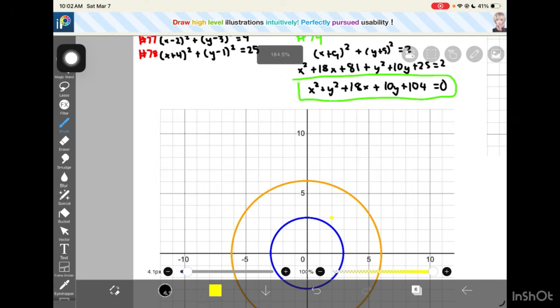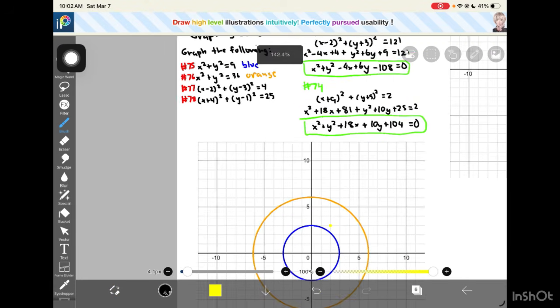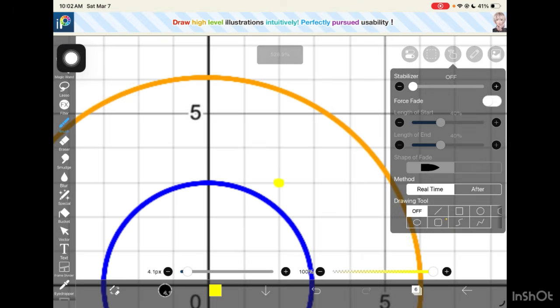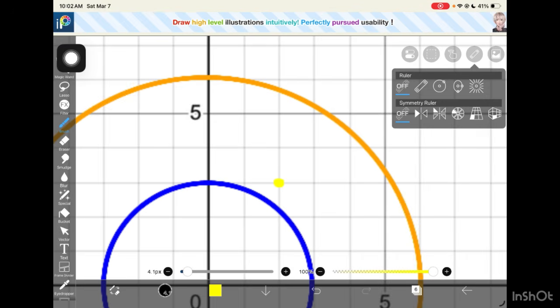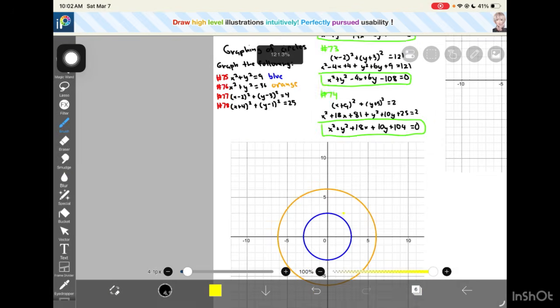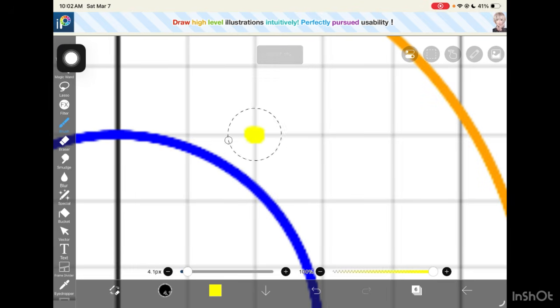And our r squared is 4. Which means r is equal to 2. So from this point, we draw 2 units. 1, 2.